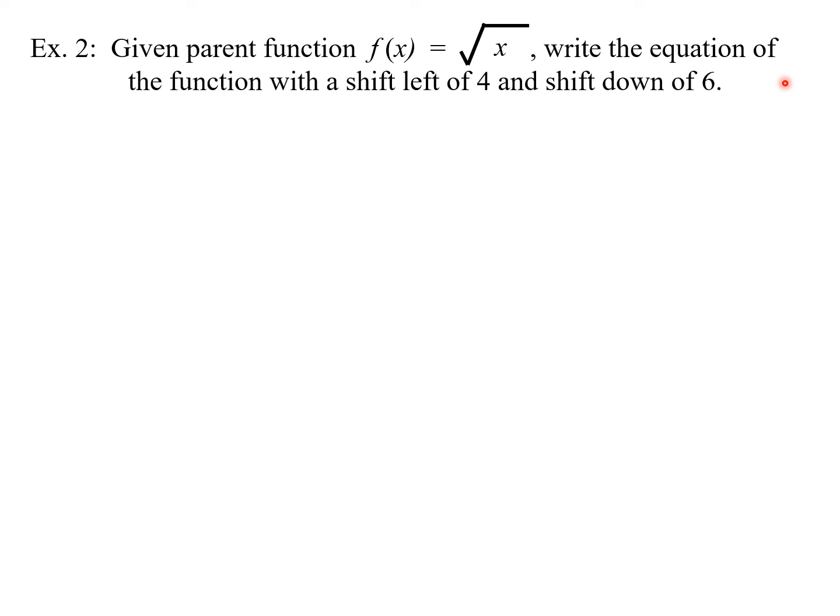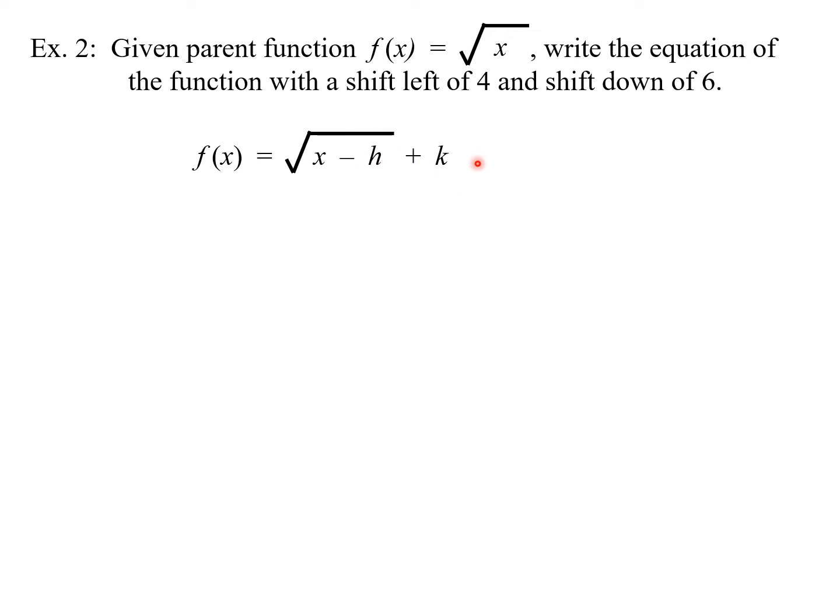Example 2. Given the parent function being the square root function, write the equation that has a shift left of 4 and down of 6. That's the parent function. The transformed function with translations is going to look like this. We have to identify the h and the k. Left 4. Now, if you look back at the previous slide, x minus h would be a shift to the right. So here the shift is to the left, and the shift down of 6 means that k will also be negative.